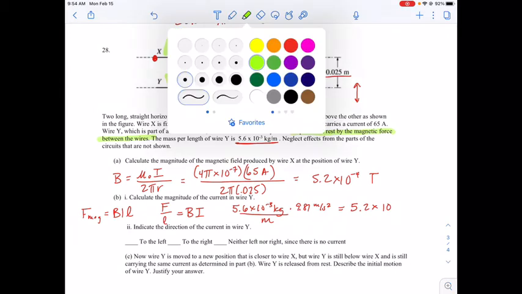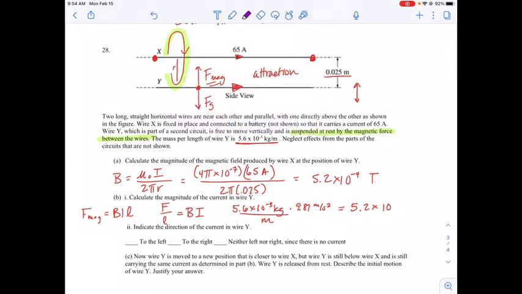for wire, sorry everybody, this stuff is a little complicated. At the location of wire Y, the external magnetic field is caused by wire X. So the magnetic field caused by wire X is external to wire Y. So I'm using my answer from part A.